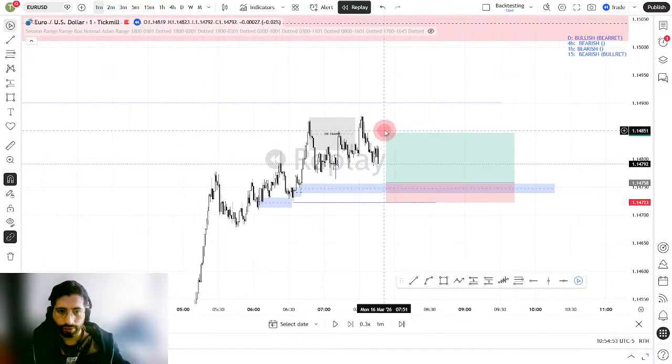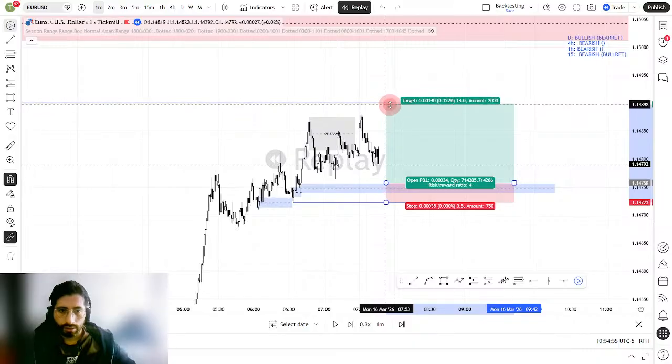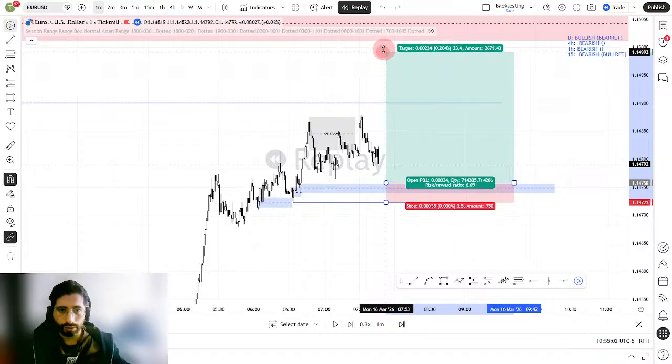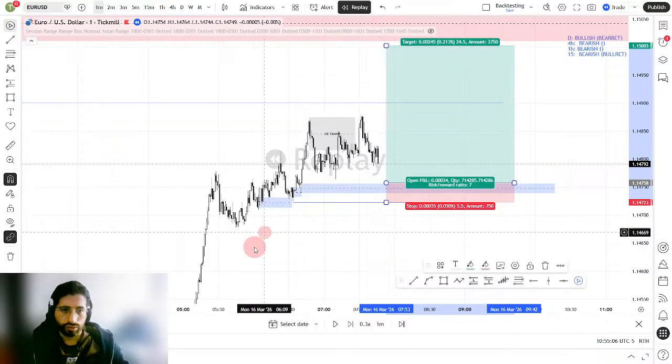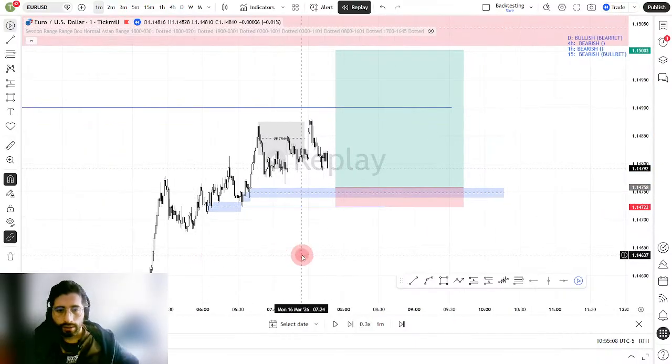So first take profit will be here in this high. There I have a 1 to 4 risk reward, and this is the next one, which is a 1 to 7 risk reward. All right, let's see what happens.